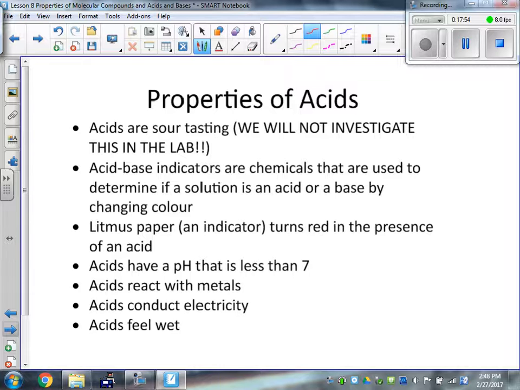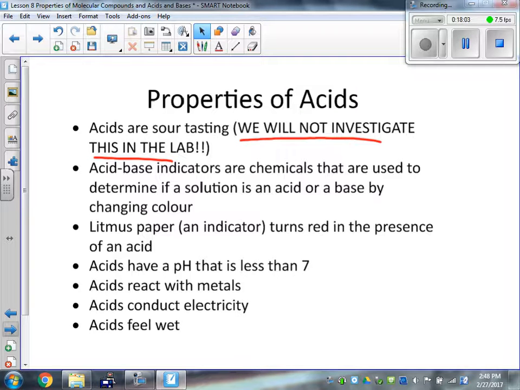Properties of acids. Acids are sour tasting. You might say, and we will probably not investigate this in the lab, so please don't drink the hydrochloric acid, okay? We call that natural selection. We don't want to be that person. Don't drink the acids. You might say, "Well, mister, how do you know it tastes sour?" You all know it tastes sour, do you not?